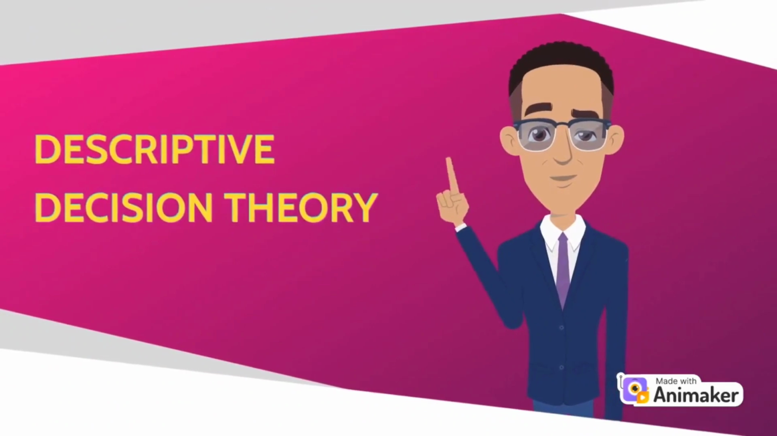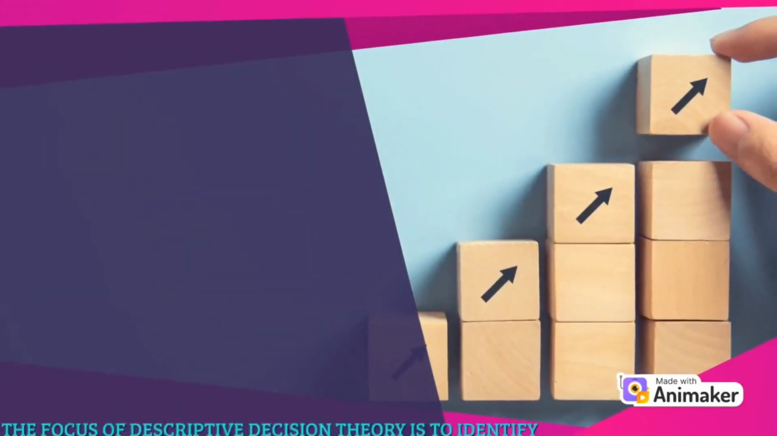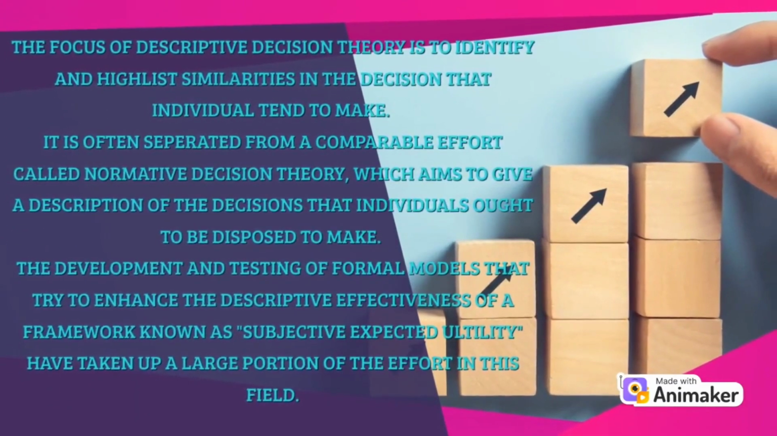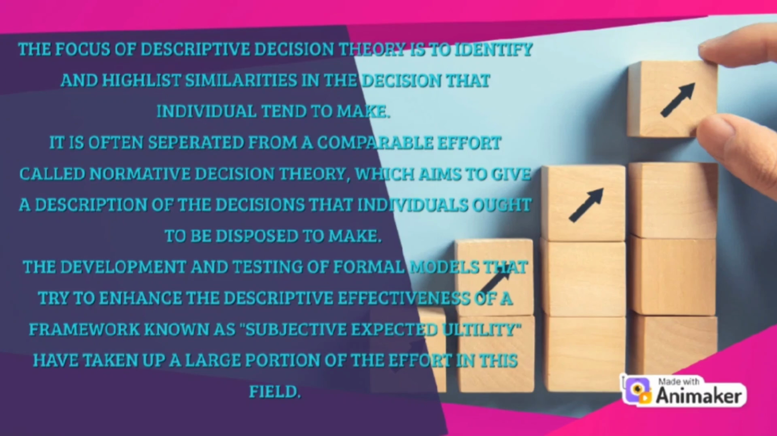Next, we go to descriptive decision theory. The focus of descriptive decision theory is to identify and highlight similarities in the decisions that individuals tend to make. It is often separated from a comparable effort called normative decision theory, which aims to give a description of the decisions that individuals ought to be disposed to make.